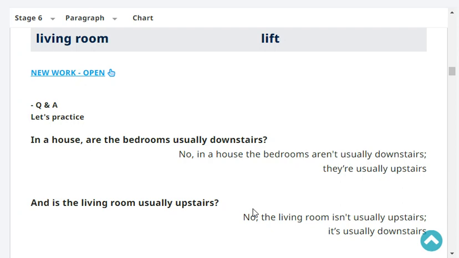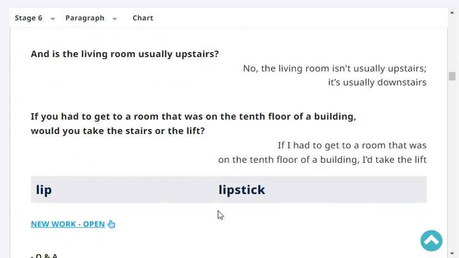And is the living room usually upstairs? No, the living room isn't usually upstairs. It's usually downstairs. Very good.